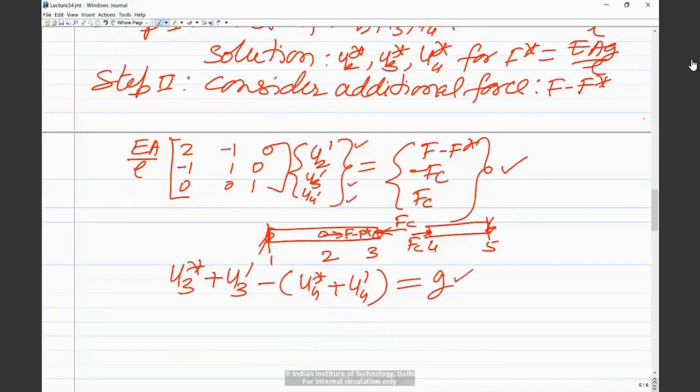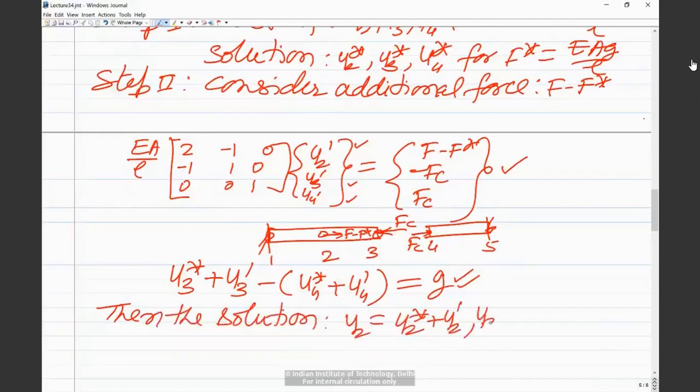Now we have this as an additional equation. So then the total solution, if you look at, that's the solution we are looking for. The final solution is going to be U2 equal to U2 star plus U2 dash, U3 equal to U3 star plus U3 dash, and U4 equal to U4 star plus U4 dash, and this will be the final solution of the problem for any F.